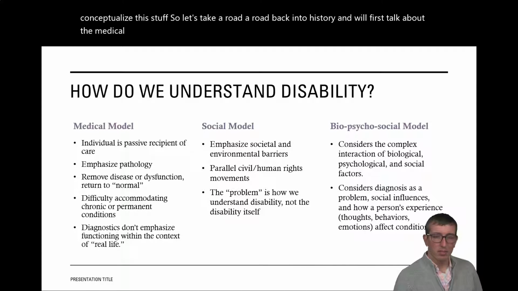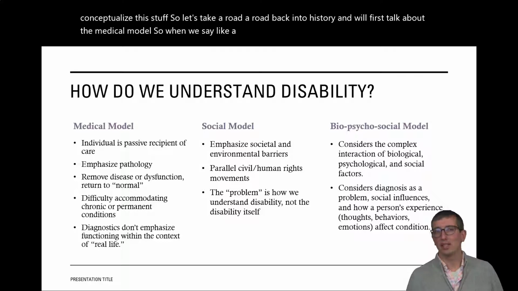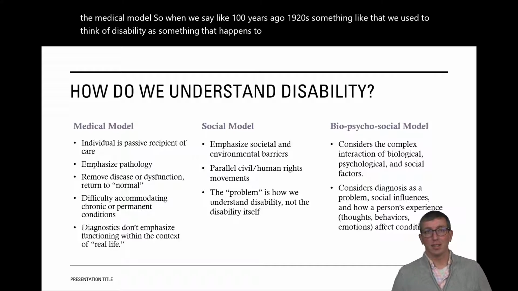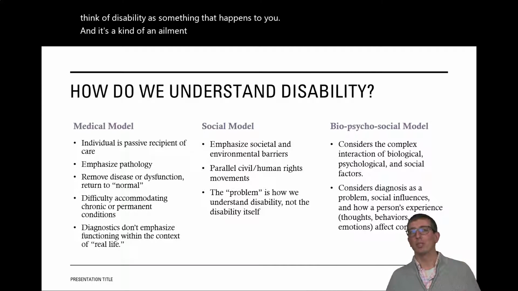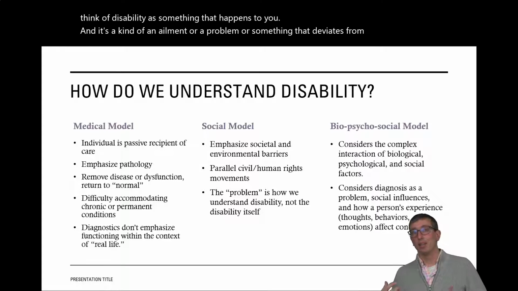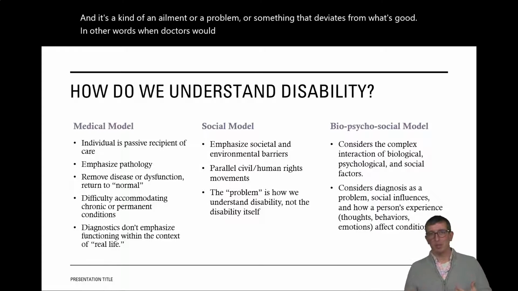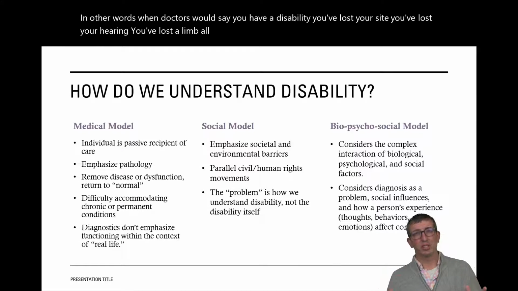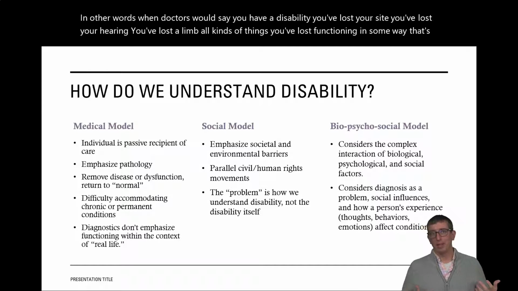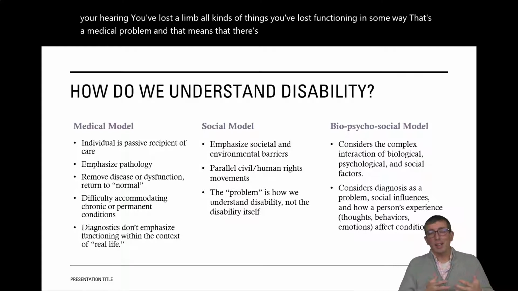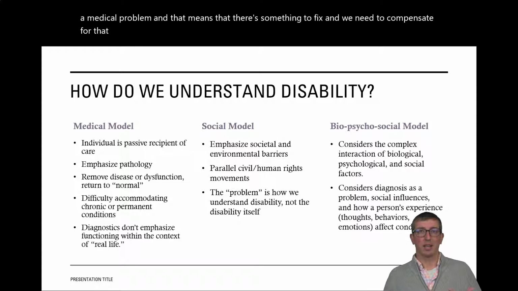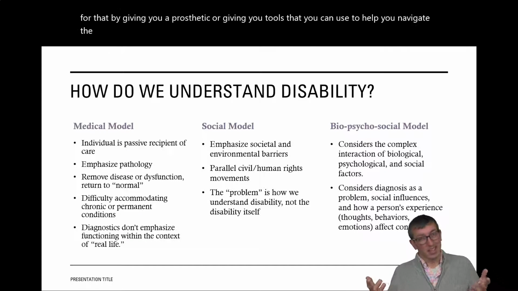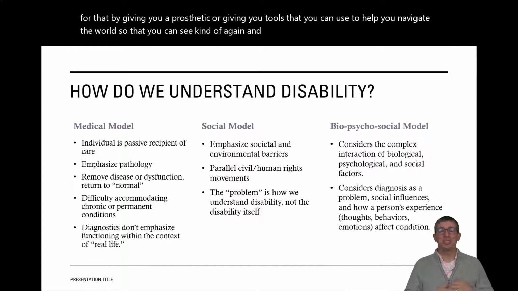So say 100 years ago, the 1920s or so, we used to think of disability as something that happens to you, an ailment or a problem or something that deviates from what's good. In other words, when doctors would say, you have a disability, you've lost your sight, you've lost your hearing, you've lost a limb, you've lost functioning in some way, that's a medical problem. And that means there's something to fix and we need to compensate for that by giving you a prosthetic or giving you tools that you can use to help you navigate the world so that you can see again. And even still, we're still doing this kind of thing.